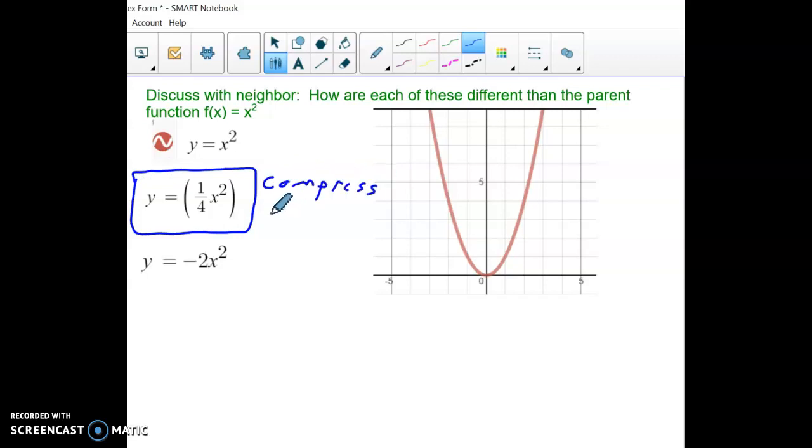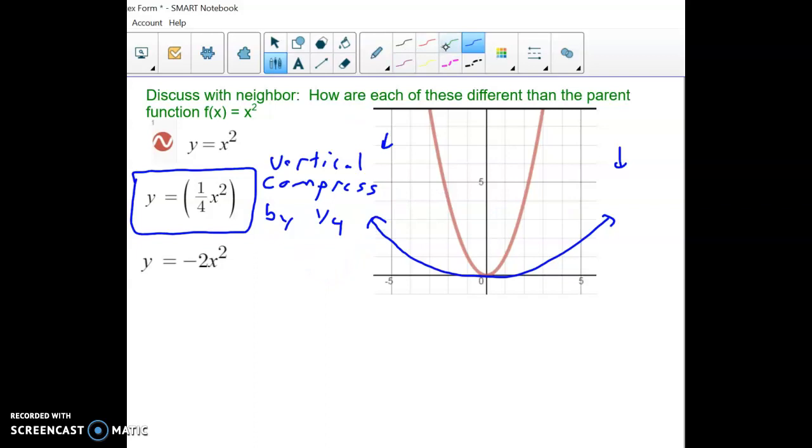But this one's going to compress, and they're going to say sometimes by a factor of 1/4, and it should always say it's vertical. So when you say stretch or compress, it's always in the vertical sense. So basically, we're going to take it vertically and compress it, smush it down. So that one with the 1/4 x squared is going to look like that.